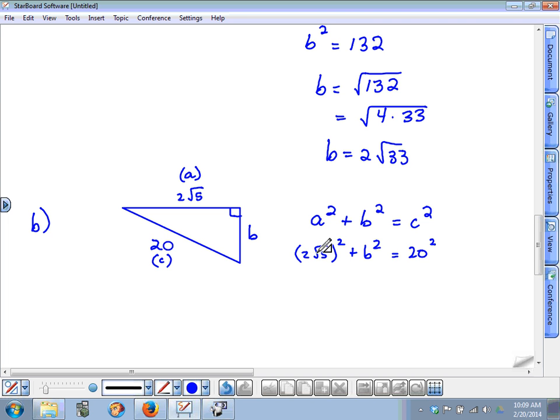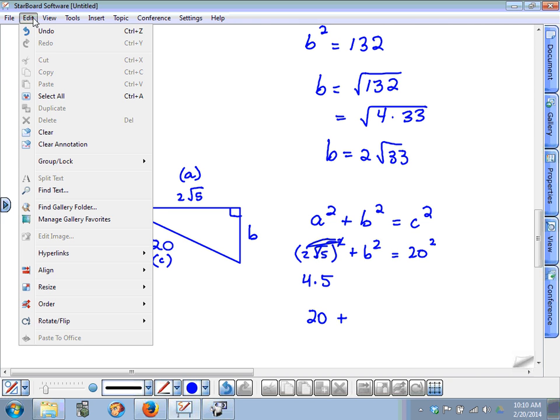This square does cancel out that square root. But before you can do that, this exponent has to go to both terms. What's 2 squared? And then if the square cancels with the square root, what are you left with? 4 times 5 is 20. So that whole entire term turns into 20. The exponent went to both numbers. It went to the 2.